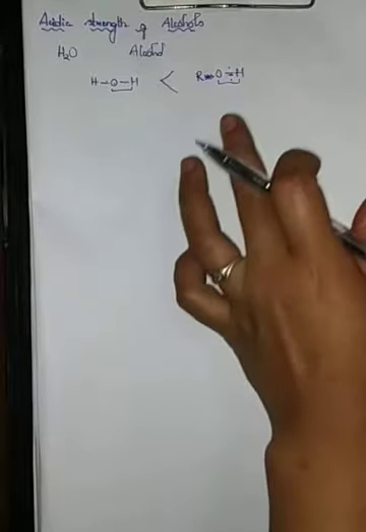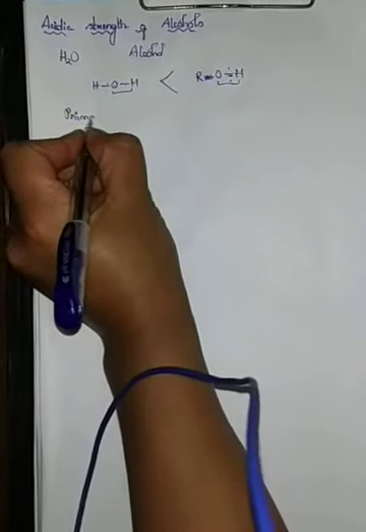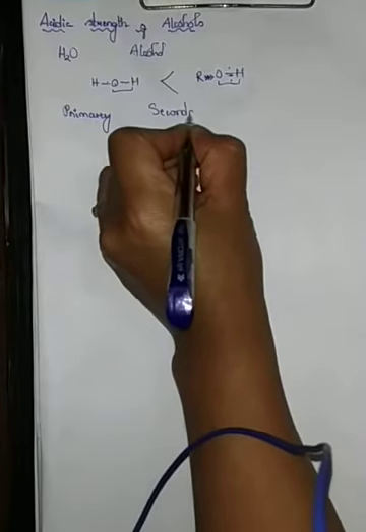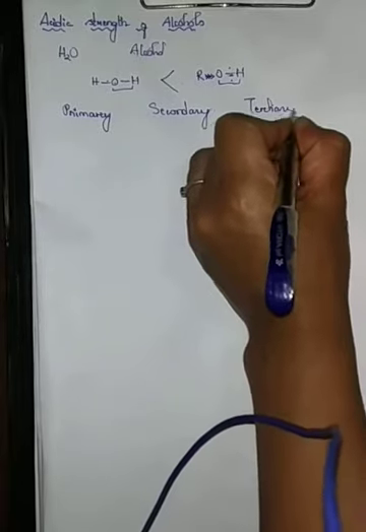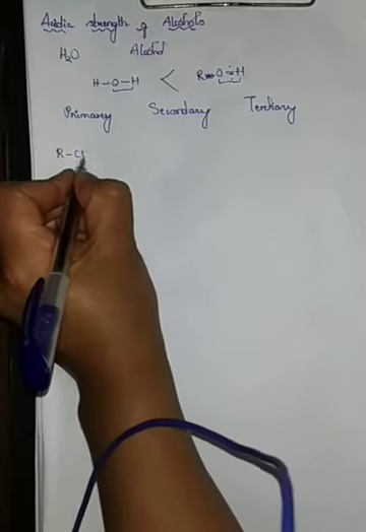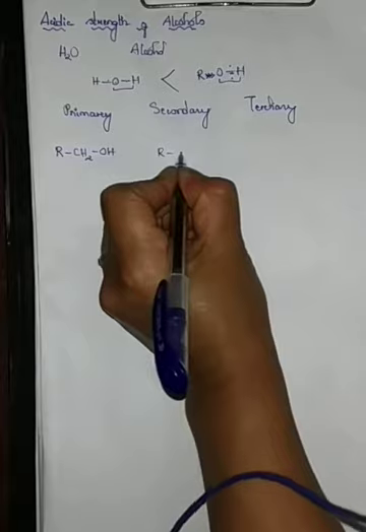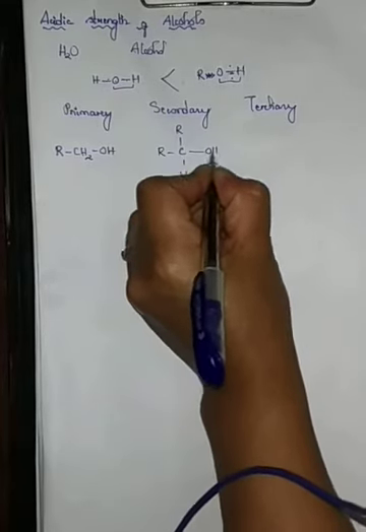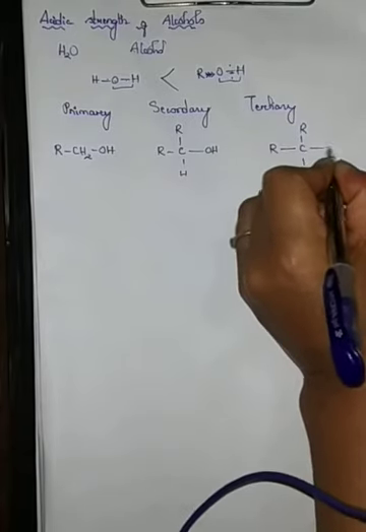Now what happens when we compare the acidic strength of primary, secondary and tertiary alcohols? Let's write the structures. Let's write a general primary alcohol, secondary alcohol, and then our tertiary alcohol.